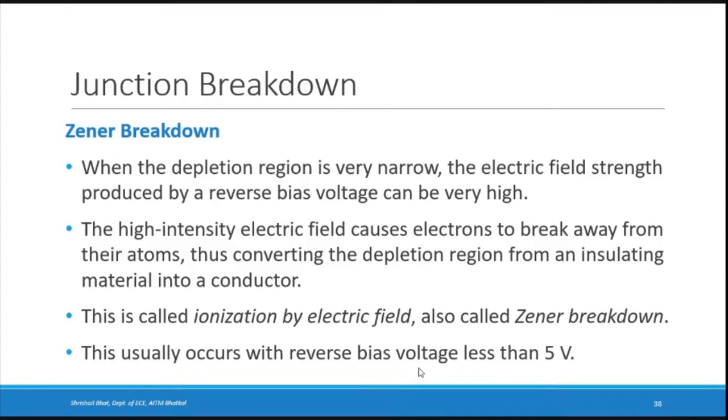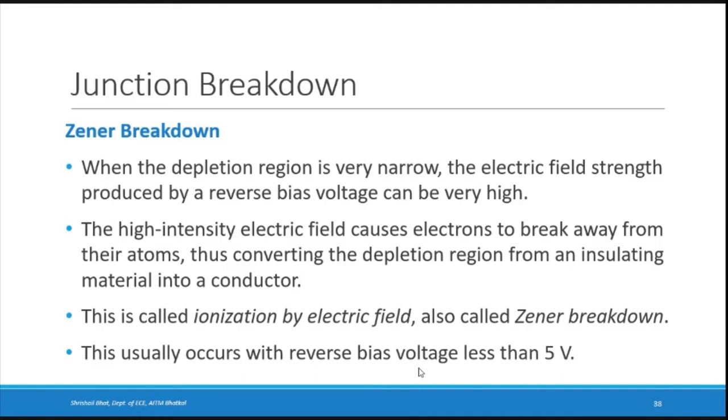When the depletion region is very narrow, initially it will be narrow, right? Then if you apply the reverse bias voltage, an electric field strength will be produced. Electric field strength means voltage appearing per width, in volts per meter. If the depletion region is narrow, the strength of the electric field will be very high.